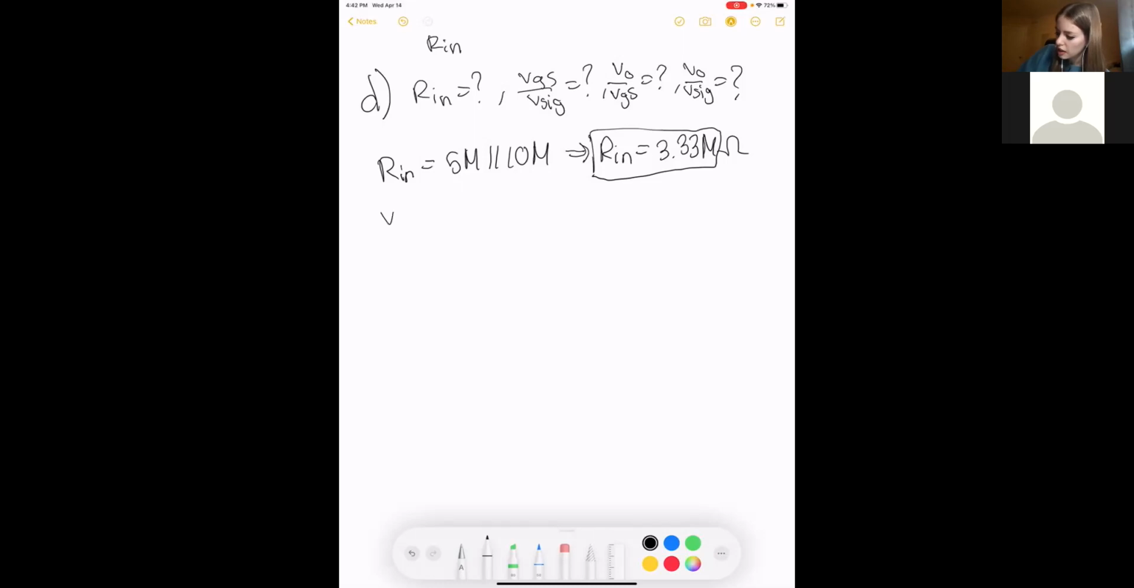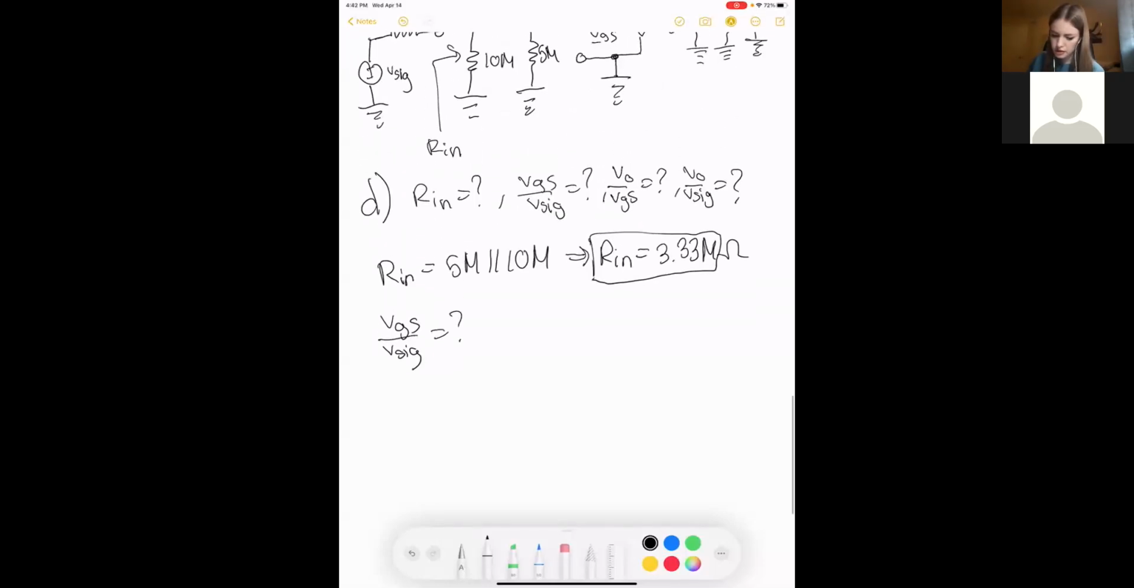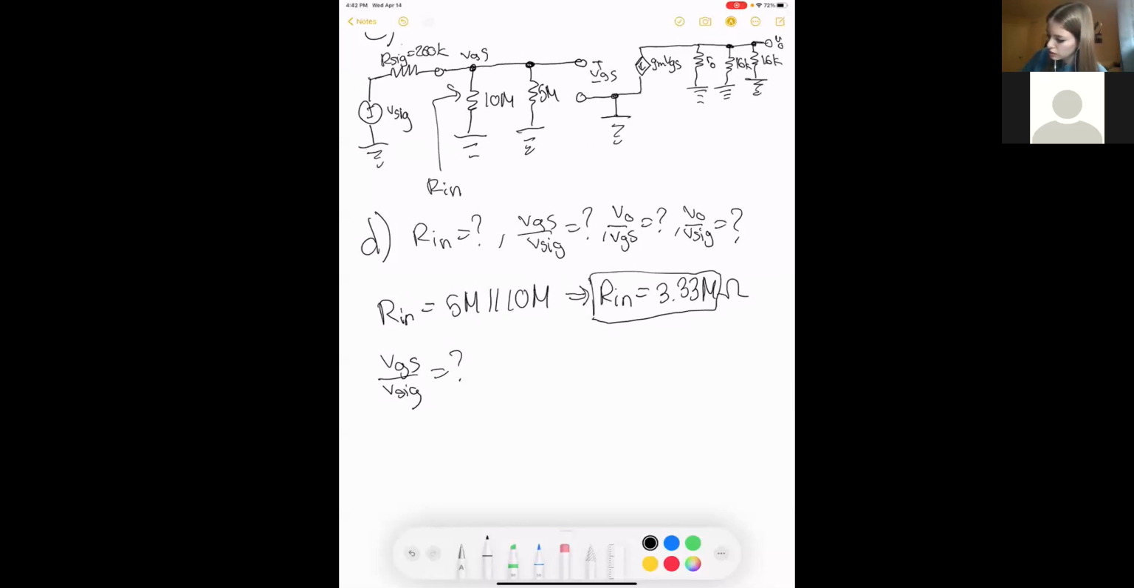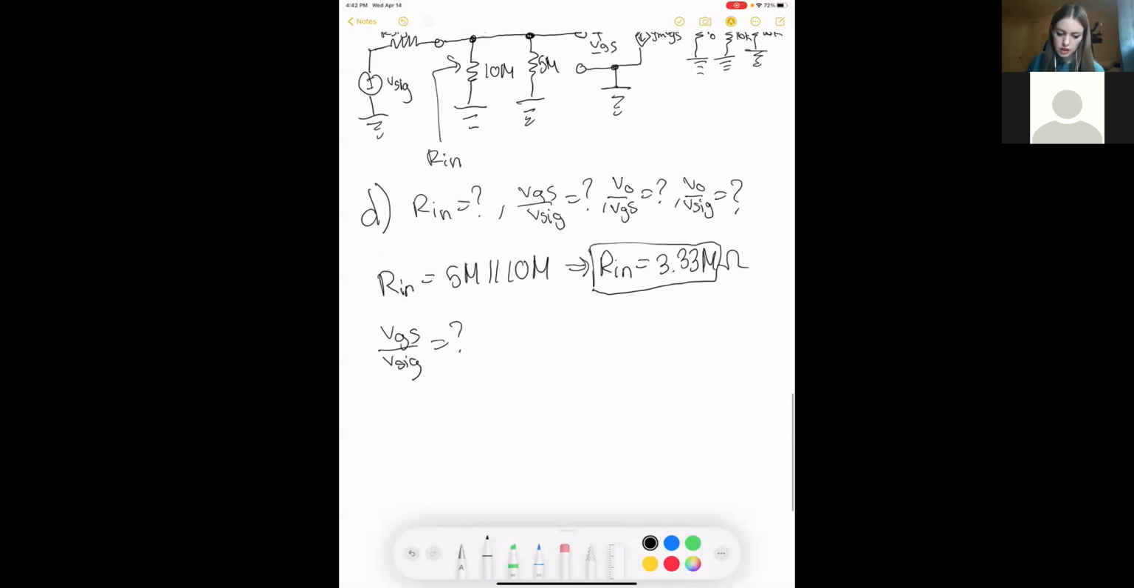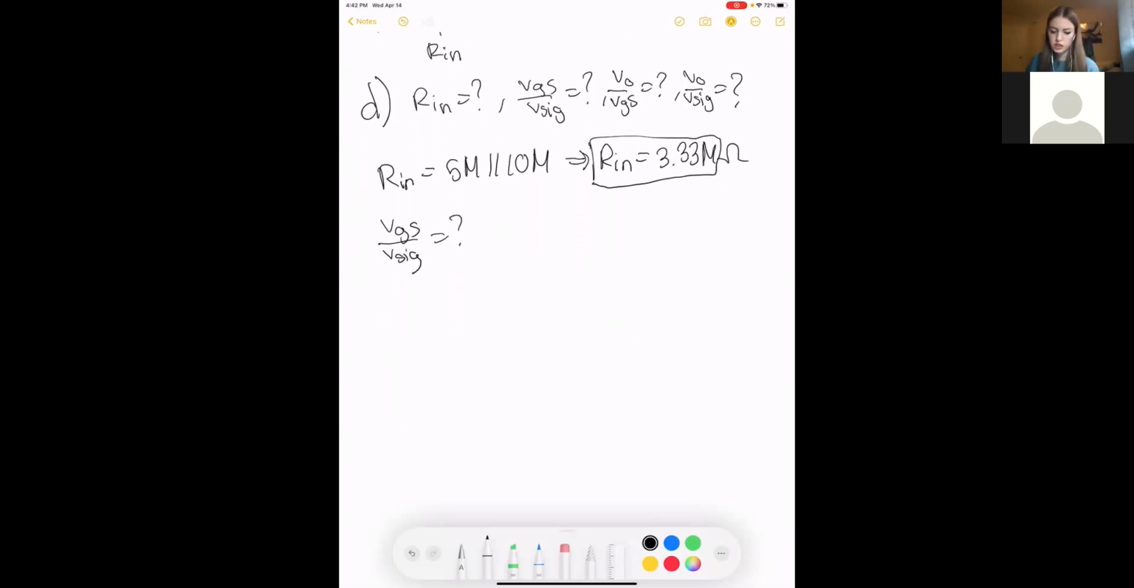Okay, so now we're going to find our next thing, which is VGS over V sig. So how do we write this? I'm going to label this as I in, so our current's going in. If we redraw just the part that we're seeing, we have our V sig, we have our R sig here and our I in going through, and then we have this RN. And this is our VGS right here, right? Does that make sense? So we can rewrite this pretty easily.